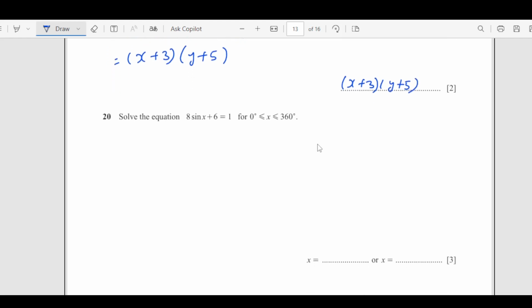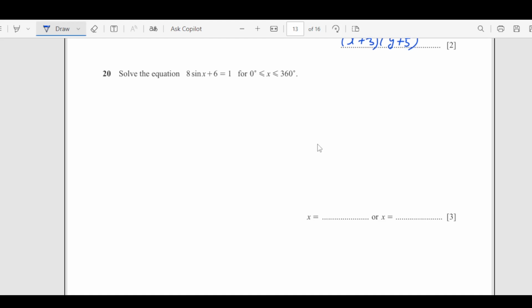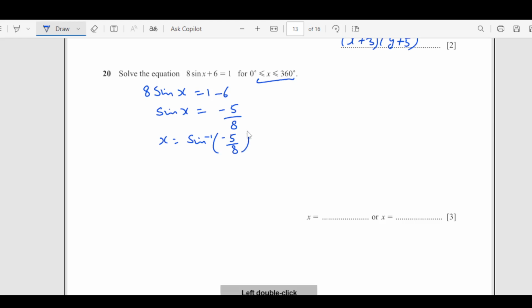Now number 20, solve the equation. This is sin x here, and the angle ranges between 0 and 360. So 8 sin x equals 1 minus 6. So sin x is equal to minus 5 over 8, right? So from here x is sine inverse of negative 5 over 8. Okay, so when you calculate, this comes out to be negative 38.